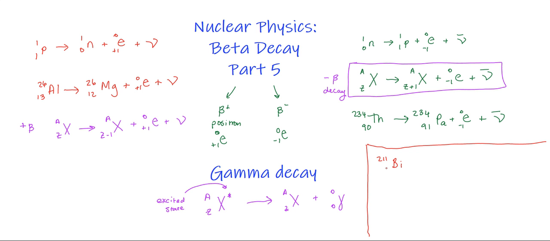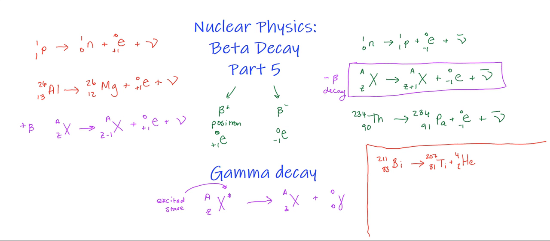Bismuth 211, bismuth has atomic number 83, and what we see happen is alpha decay. So let's practice that. So we have our alpha particle, the helium nucleus. So we're going to have 211 minus 4, which will give me 207, 83 minus 2, which will give me 81. And if I look up what element 81 is, it's actually thallium, which is Tl.